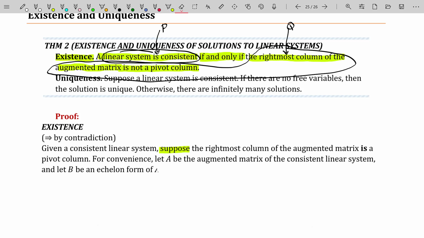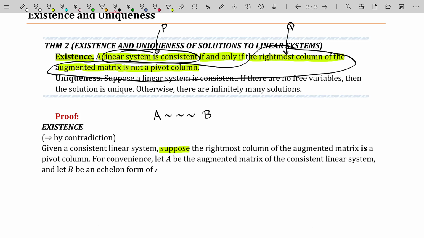So we have some original linear system, right? And we go ahead and plug that into an augmented matrix, and then we do some row operations, and we eventually arrive at an echelon form that we're going to call B. Well, if B is an echelon form and the rightmost column of the augmented matrix is a pivot column, there must be a row in B that is full of zeros except for the final element, which would be non-zero.